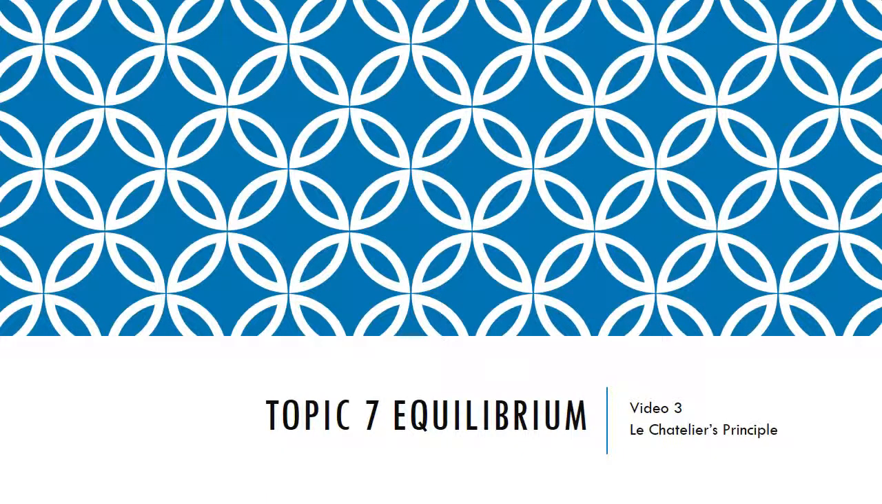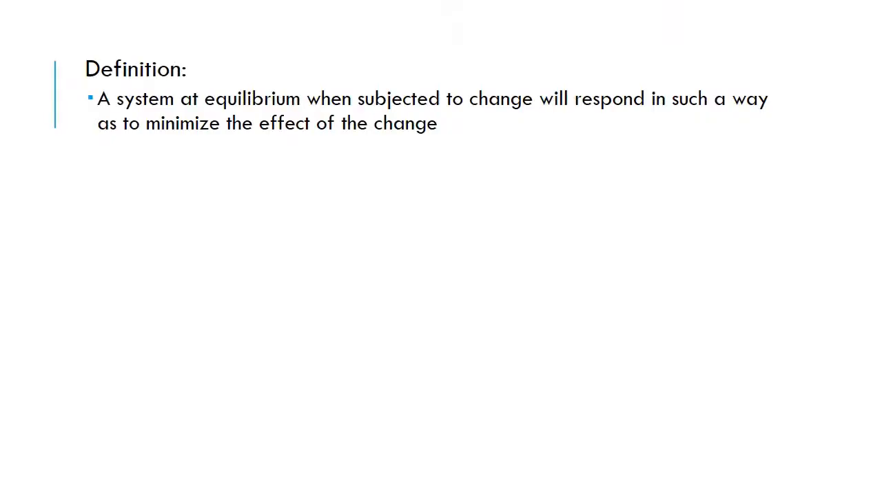The last video for topic 7 is looking at Le Chatelier's principle. And so now we're looking at, well, how can we affect where equilibrium is going to lie? So definition. A system at equilibrium, when subjected to change, will respond in such a way as to minimize the effect of that change.